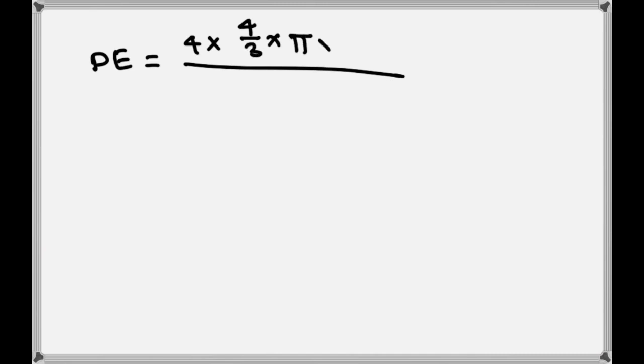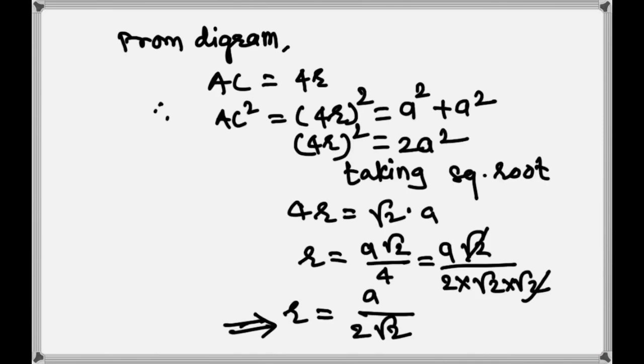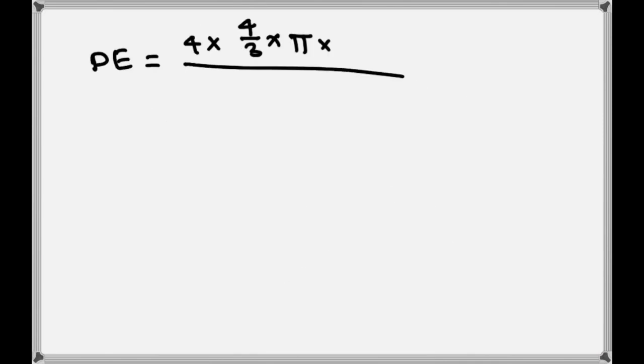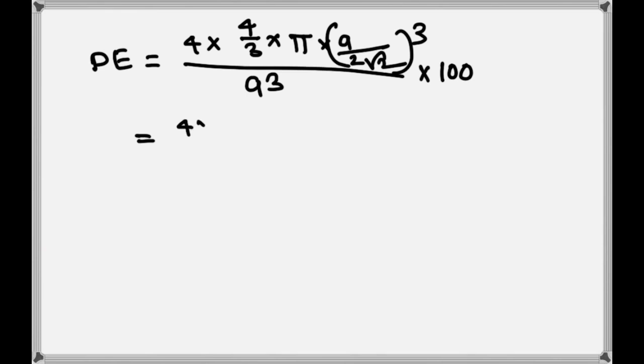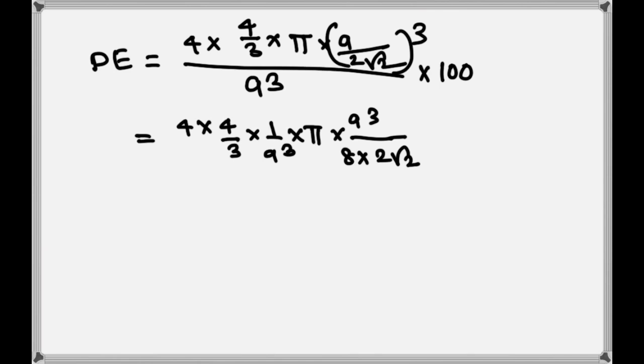So we have equation that is packing efficiency is equal to number of atoms 4, volume of 1 is 4 by 3 pi r cube. So value of r is this a divided by 2 root 2. So a divided by 2 root 2 cube divided by a cube into 100. So simplified, it is 4 into 4 divided by 3 into 1 upon a cube into pi into a cube divided by, it is 2 cube, that is 8 root 2 3 times, it is 2 root 2 into 100.